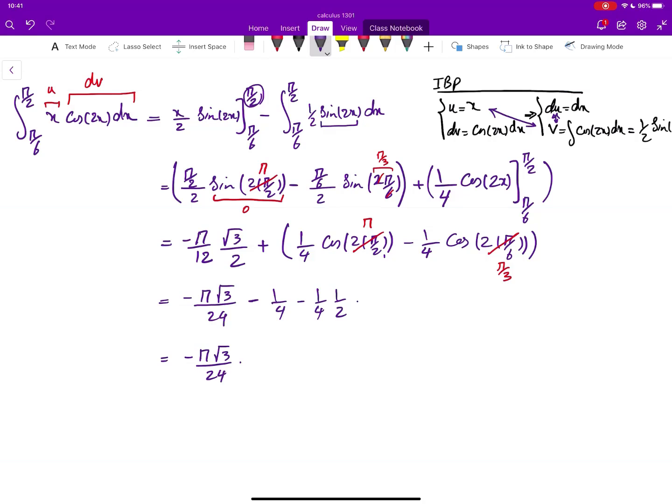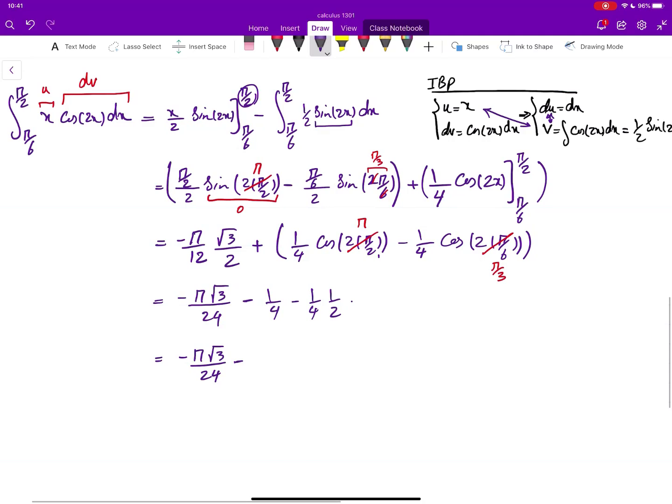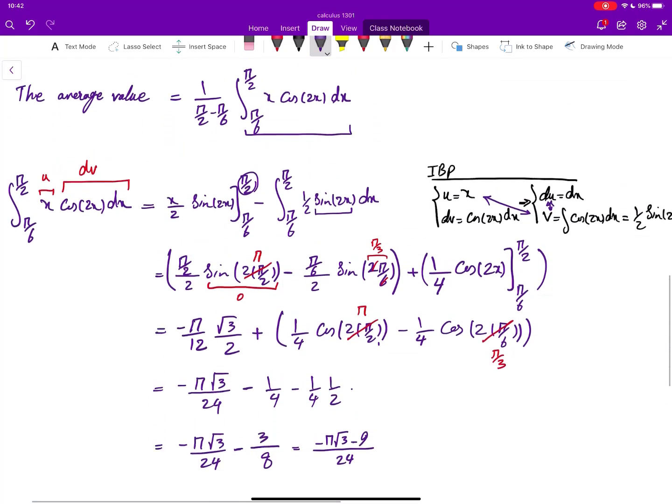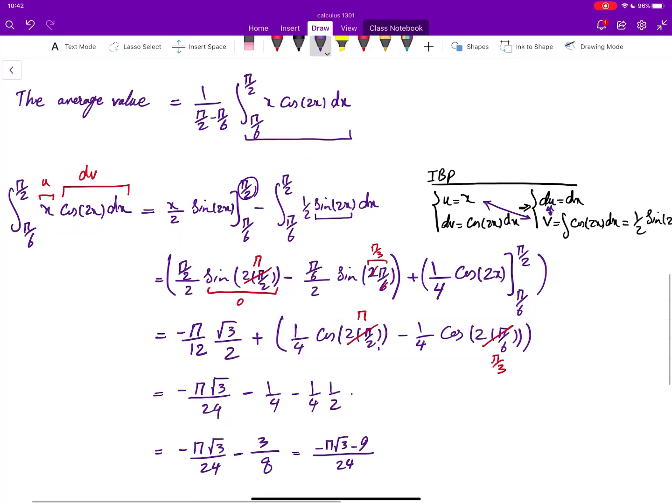Why are both of them negative? Yes, because cosine pi was negative. So this one, if I find the common denominator, that will give me 3 over 8. And let me find another common denominator. That way, minus pi root 3 minus, I have to multiply that by 3. So that is the integral we have there.